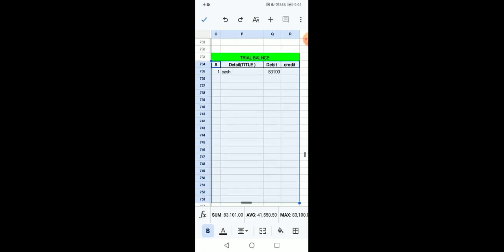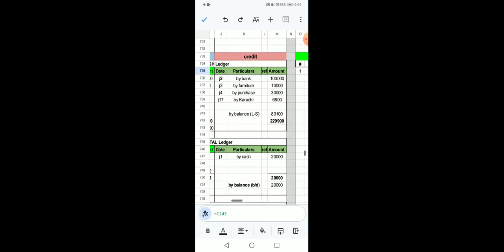So this is the way you would record all of your transactions in the trial balance. The rule is very simple. If the balance is written on the debit side, you will post on the debit side. But which balance? The balance which has been brought down. The first ledger we have completed.